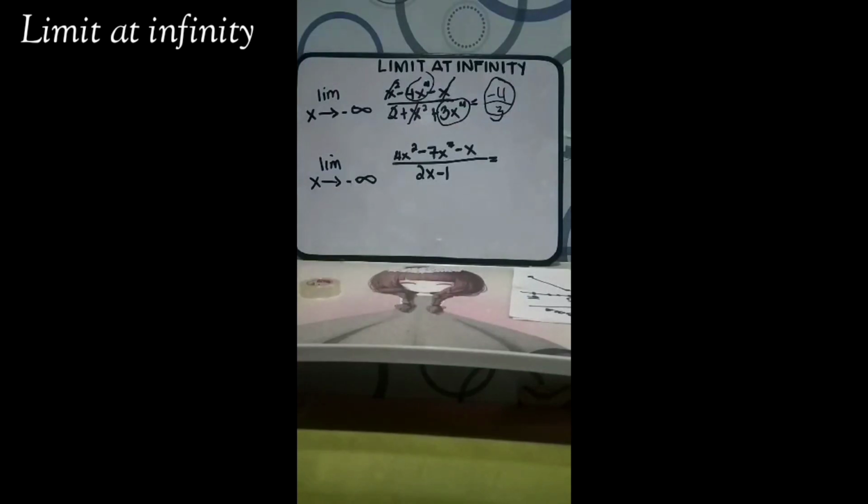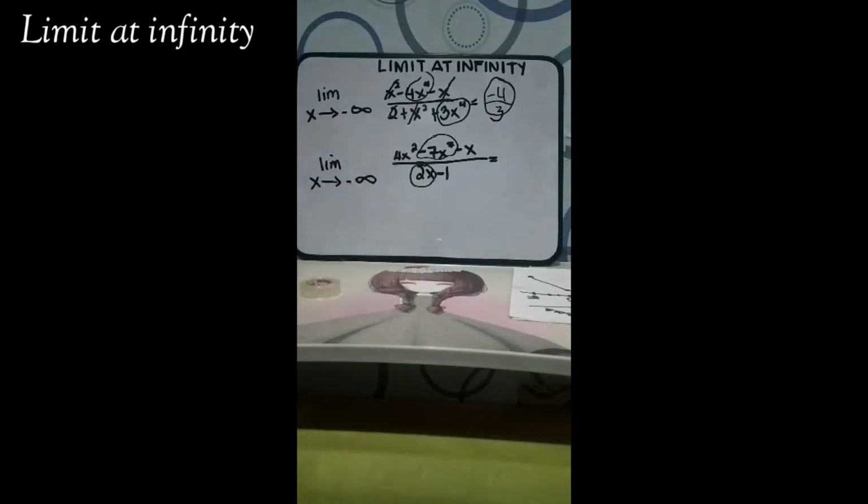Next naman natin ay limit of x when x approaches negative infinity, 4x squared minus 7x raised to the 7th power minus x over 2x minus 1. So, gaya ng kanina, kukunin natin yung leading coefficient, which is negative 7x raised to the 7th power. And sa baba naman, sa denominator ay 2x.